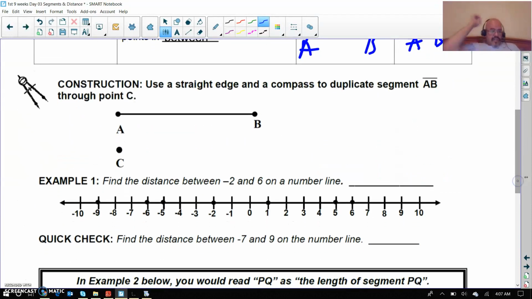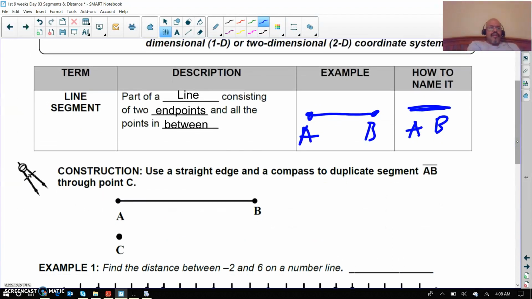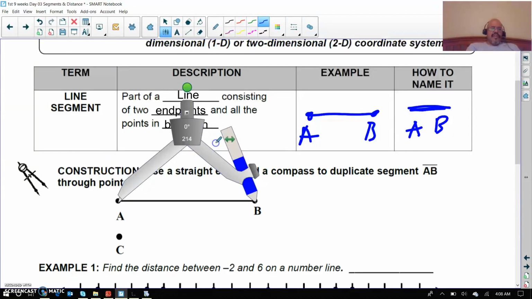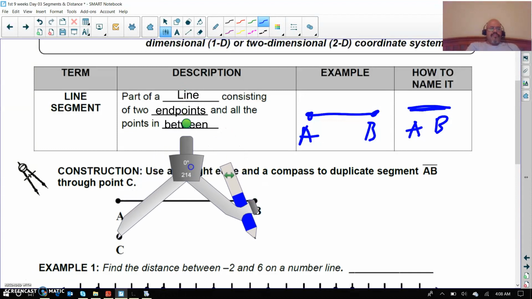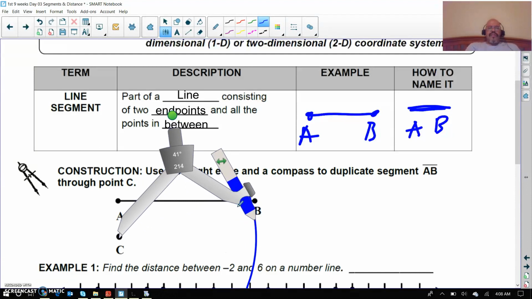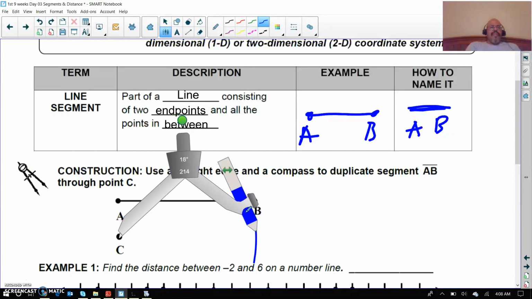Now, construct. Use a straight edge and a compass to duplicate this line. I'm going to grab my compass here. This is how you position it at the first point. We open the compass all the way until we reach the other point. Then, keeping the compass open the same amount, we draw that arc. Let me redo that because it's a little too big and I drew over the stuff in the next segment.